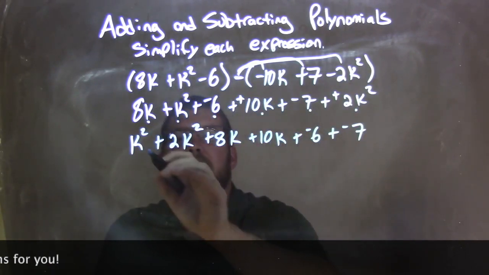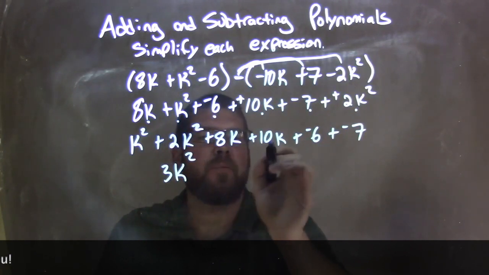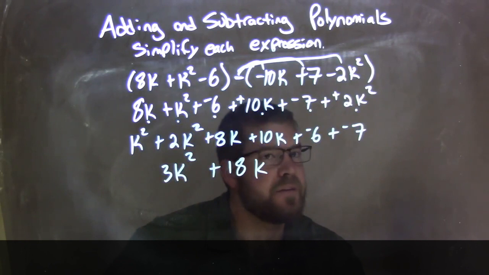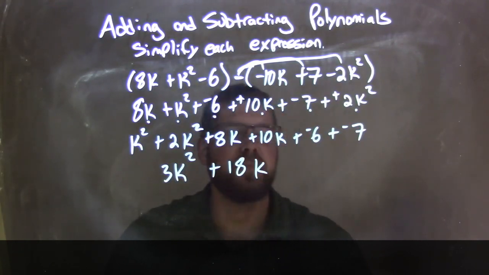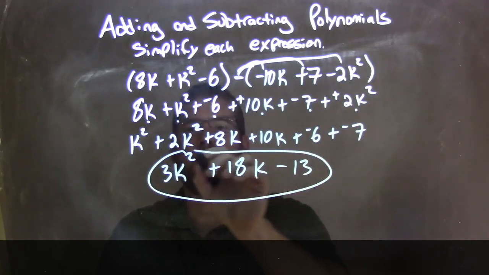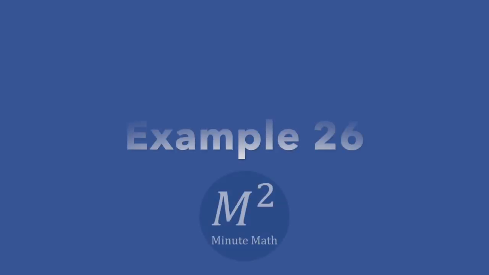Let's combine them. k squared plus 2k squared is 3k squared. 8k plus 10k is 18k. And negative 6 plus a negative 7 is a negative 13. So let's go minus 13, and there we have it. We have our final answer here, which is 3k squared plus 18k minus 13.